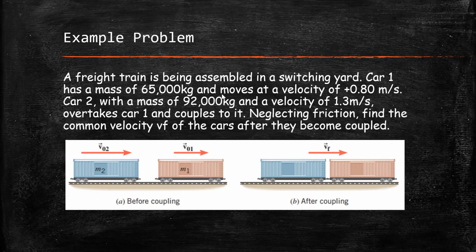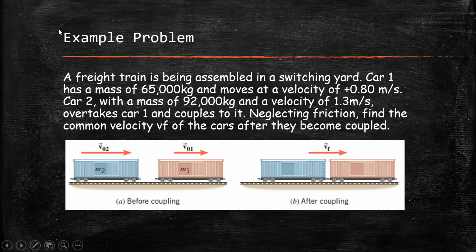Car 1, this red one, has a mass of 65 kilograms and moves at a velocity of 0.80 meter per second. And car 2, this blue one, with a mass of 92 kilograms and a velocity of 1.3 meter per second, overtakes car 1 and couples to it. Neglecting friction, find the common velocity, or the final velocity, of the cars after they become coupled.